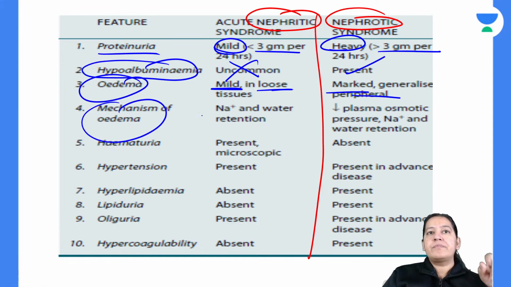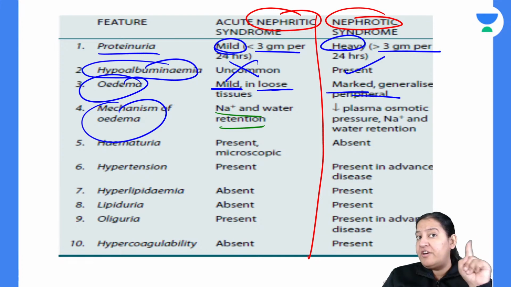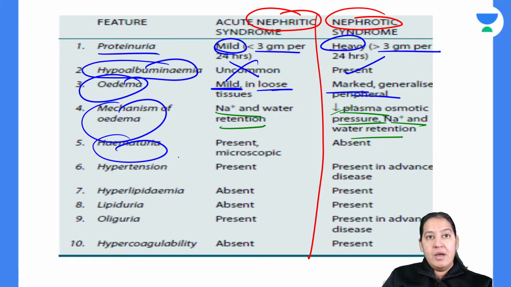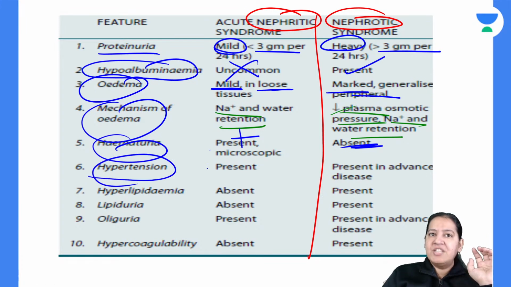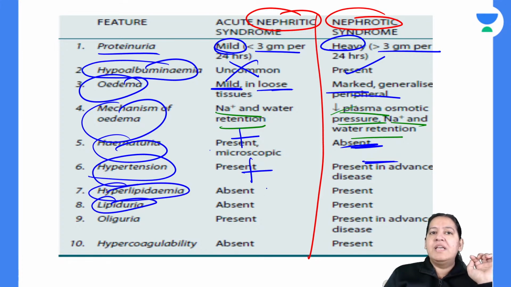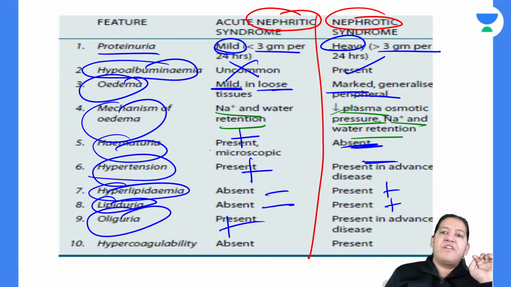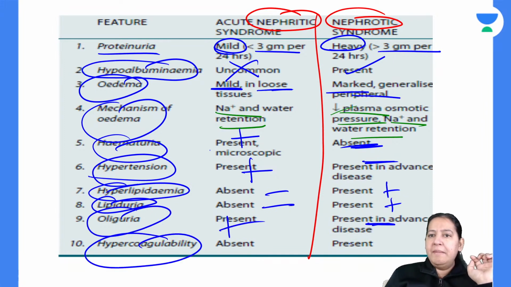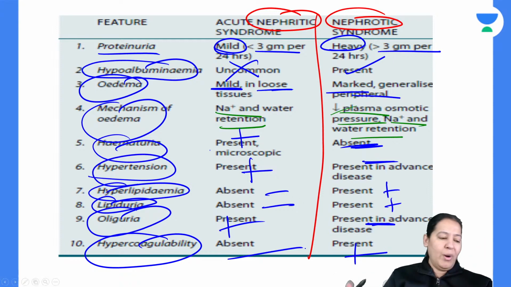Mechanism of edema: here it is sodium water retention, and here it is decreased oncotic pressure. A little sodium water retention will be there, but the main one is decreased oncotic pressure. What about hematuria? Hematuria is present here and absent here. Hematuria is a feature of nephritic, not nephrotic. Hypertension is also a feature of nephritic, not nephrotic. But lipidemia and lipiduria are features of nephrotic, not nephritic. Oliguria, again a feature of nephritic, not nephrotic. And hypercoagulability, again a feature of nephrotic, not nephritic. You know it clearly, I guess.